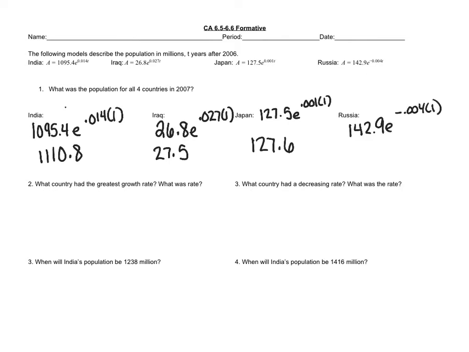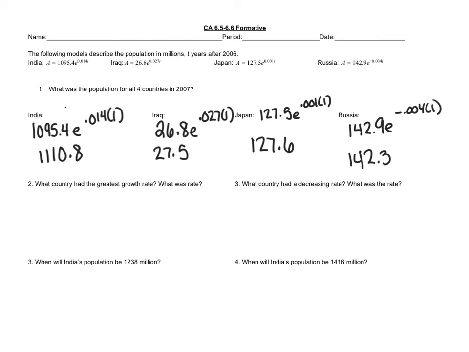So in our calculator, e to that power, negative. So second e, negative 0.004. We're going to times that by 142.9. So that's 142.3. So they're seeing a population decrease, it looks like.